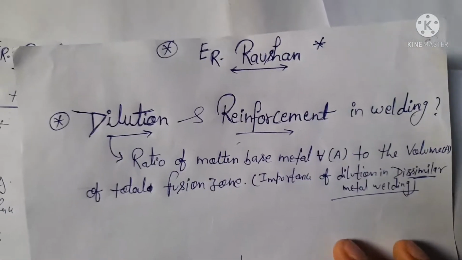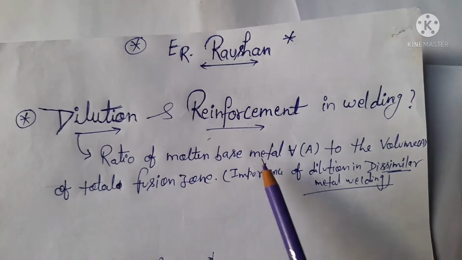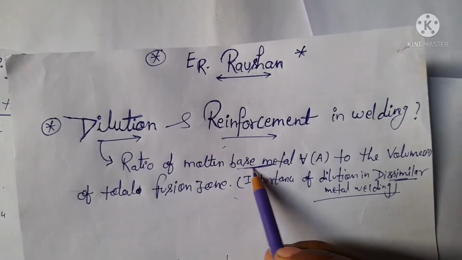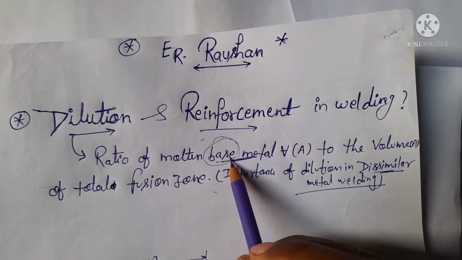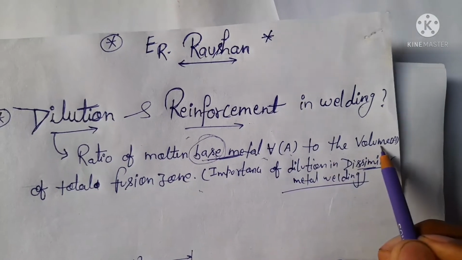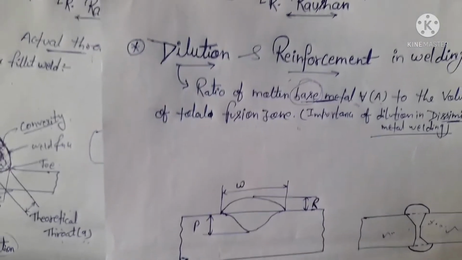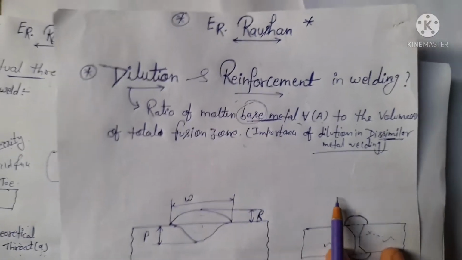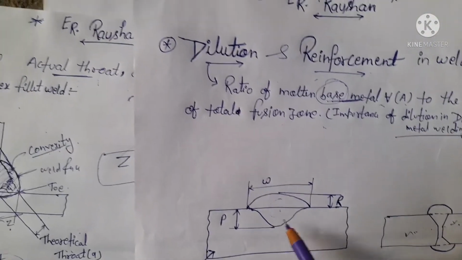So friends, dilution is the ratio of molten base metal. This is an important thing: the ratio of the molten base metal volume or area to the volume or area of the total fusion zone. This is the total fusion zone. Here we see one plate with welding on it.